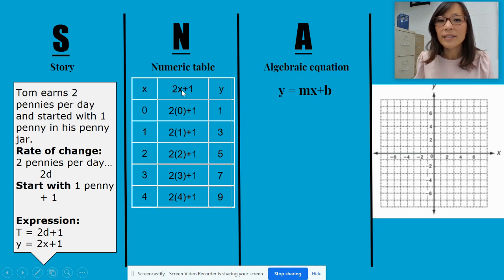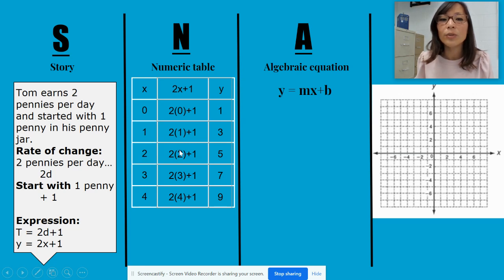So x stands for the number of days. And so on day 0, it's 2 times 0 plus 1. So 2 times 0 is 0, plus 1 is equal to 1. That tells us the total for day 0. But what about on day 1? We replace the x with 1. So 2 times 1 is equal to 2, plus 1, which is equal to 3. And again, y stands for our total, so that's the total number of pennies that we have on day 1.